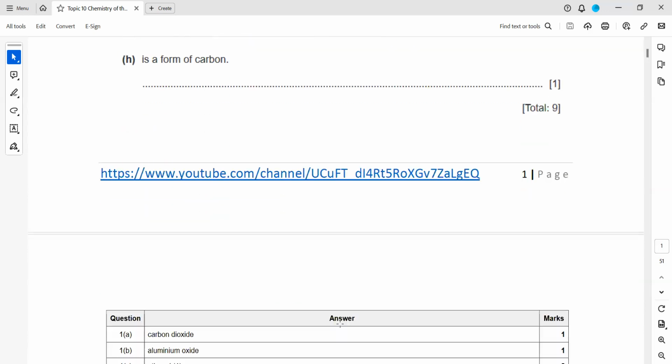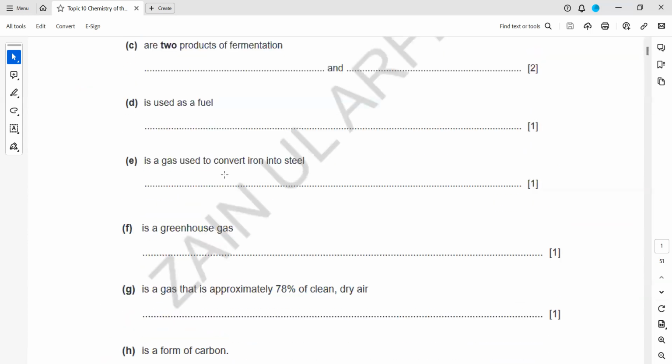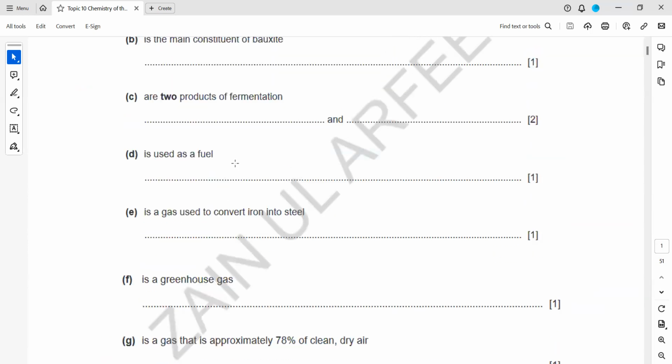Moving on to the next page. Answer for E, used to convert iron into steel. Which gas is used to convert iron into steel? When we are converting iron into steel, we are changing the percentage of carbon. How do we change the percentage of carbon?